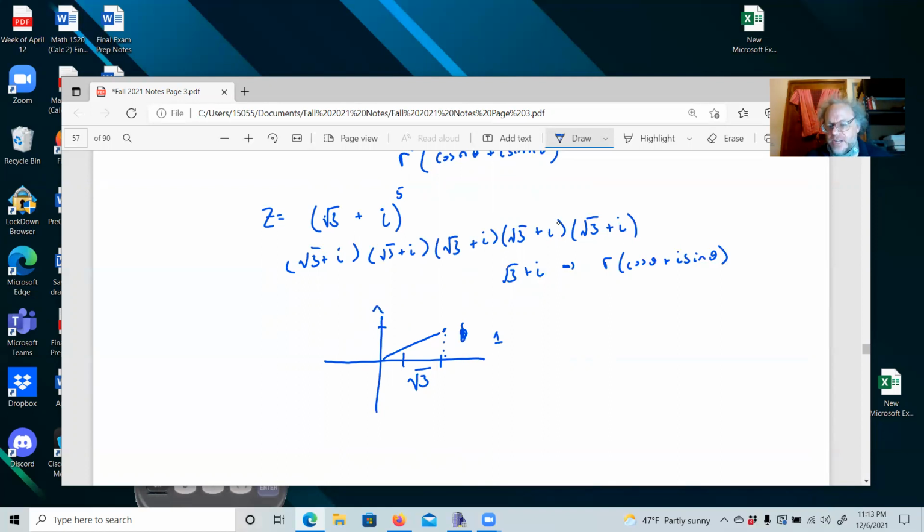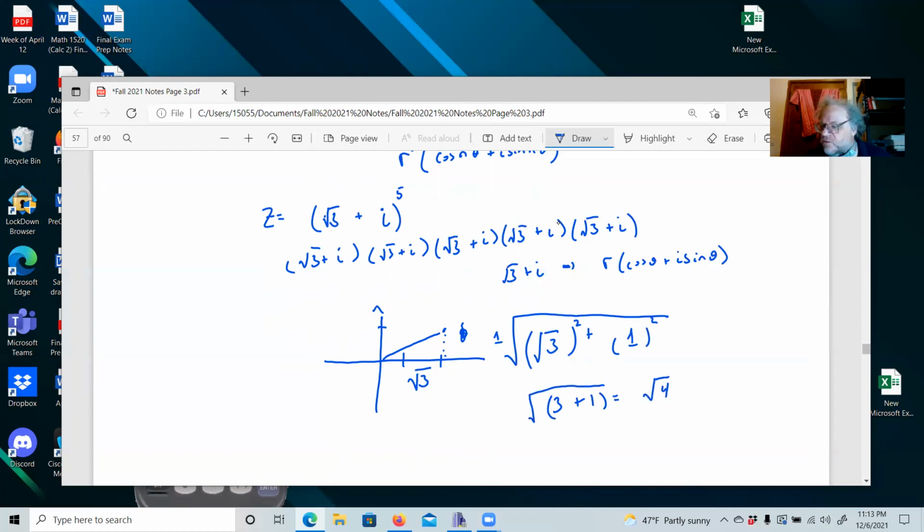So how do I get the magnitude here, right? Well, we have square root of 3 squared plus 1 squared, and take the square root. So we're going to say square root of 3 squared is 3, plus 1 squared. And then we're going to get the square root of 3 plus 1 being 4, and our r is equal to 2.